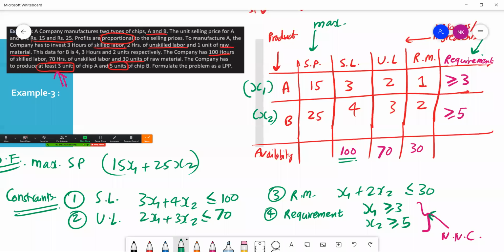Anybody having any doubt in this particular question? Is it clear? Are you all enjoying this type of questions?